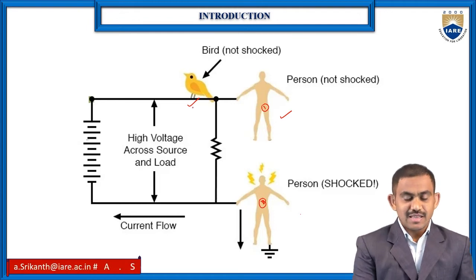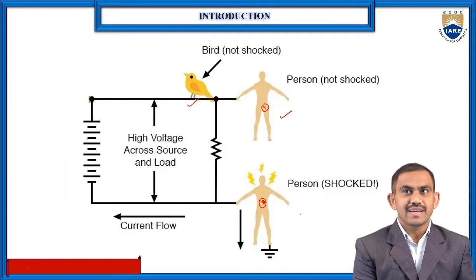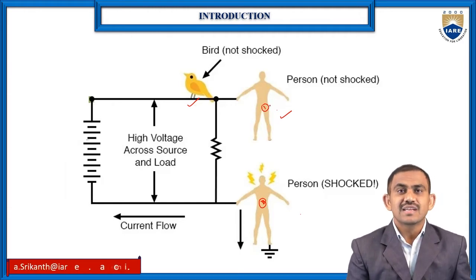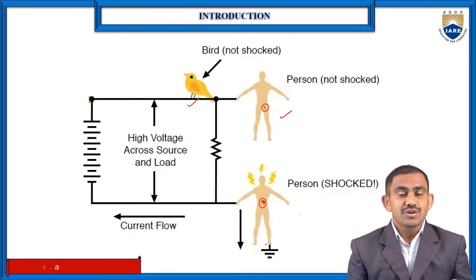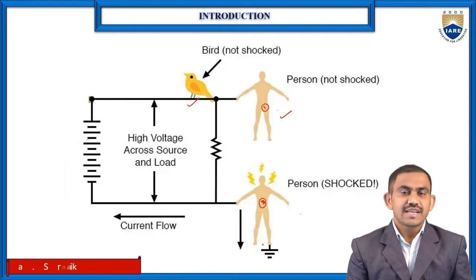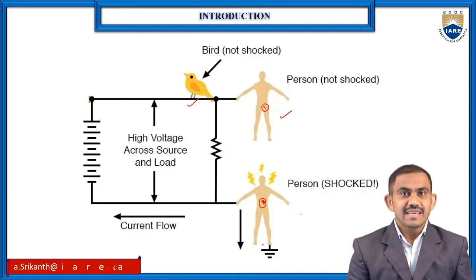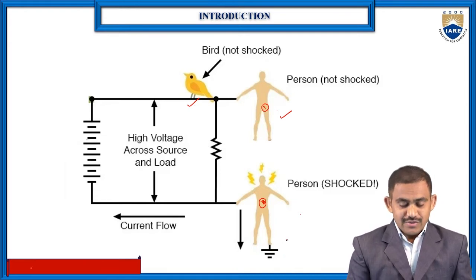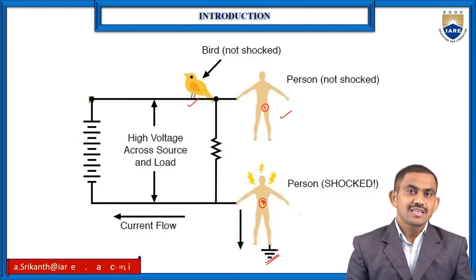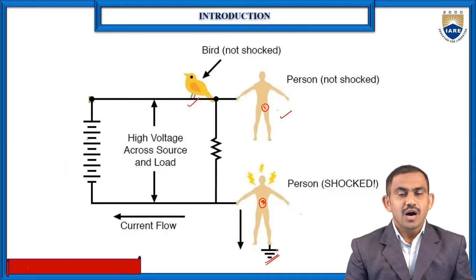That means the first bird as well as the first person touched only a single wire. It's an open circuit, so there is no current flow between the bird and the person. But coming to the second person, the current flow occurs with respect to ground. So this is the main phenomenon of open circuit as well as closed circuit.